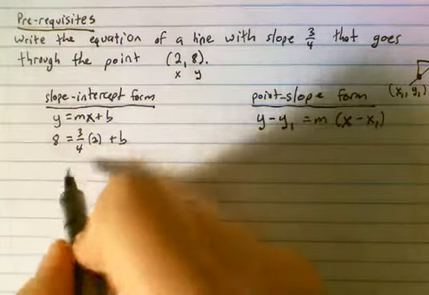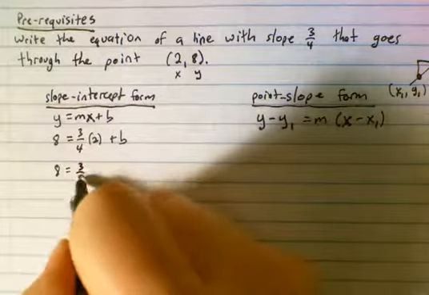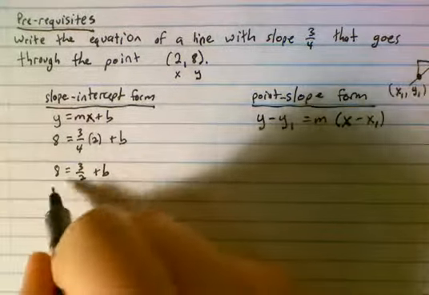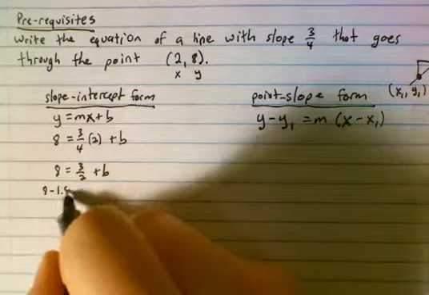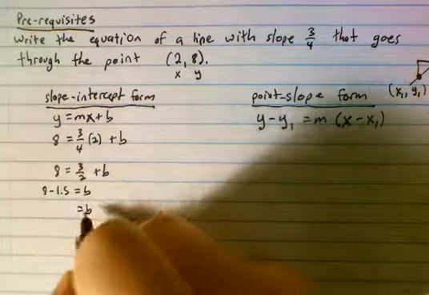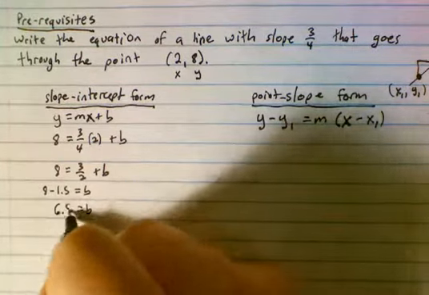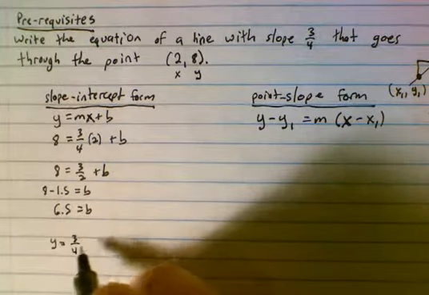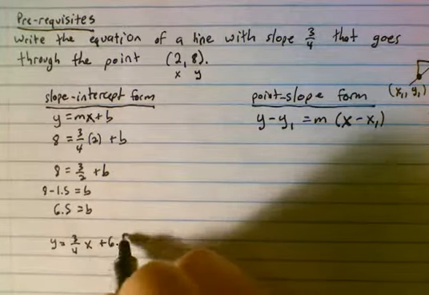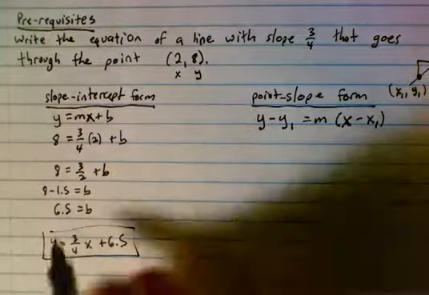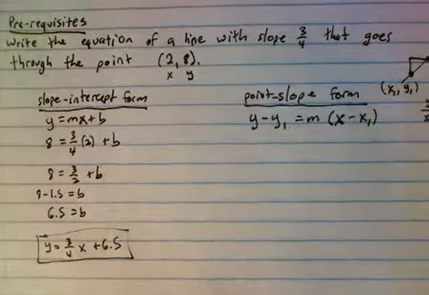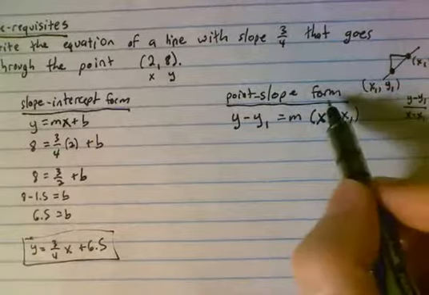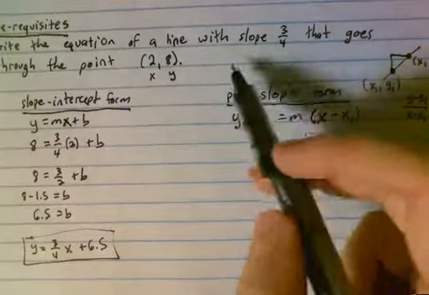So if I go ahead and do that, I've got 8 equals 3/2 plus b. I subtract 3/2 or 1.5 from both sides. b is 6.5, so I can write my equation y equals 3/4 x plus 6.5. That's one perfectly fine way to do it. The other way, using the point slope form, is a little bit simpler for these types of problems.